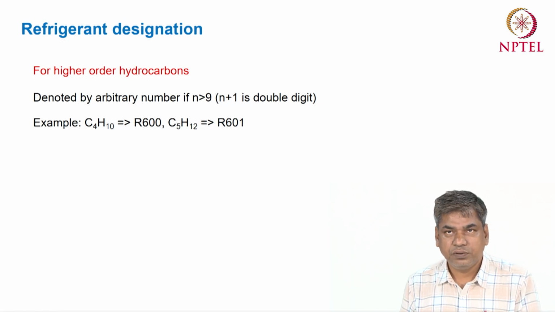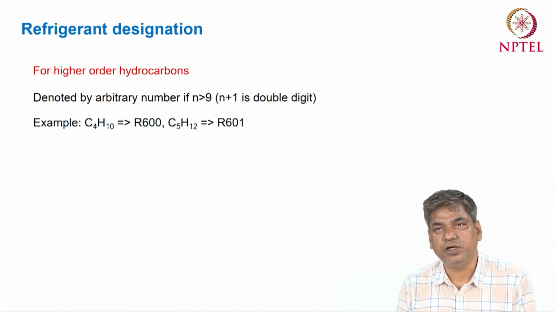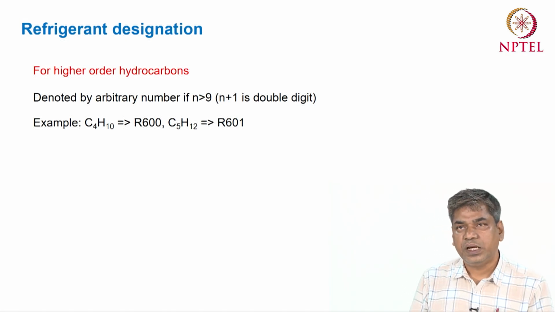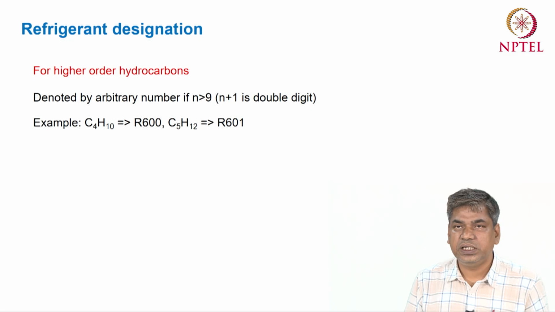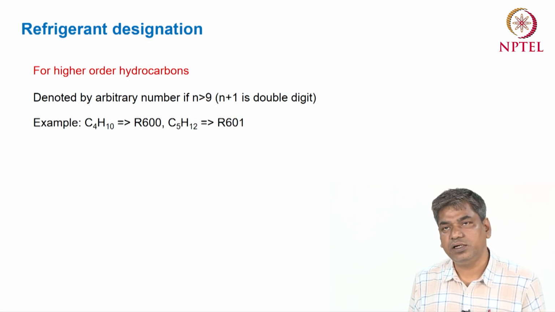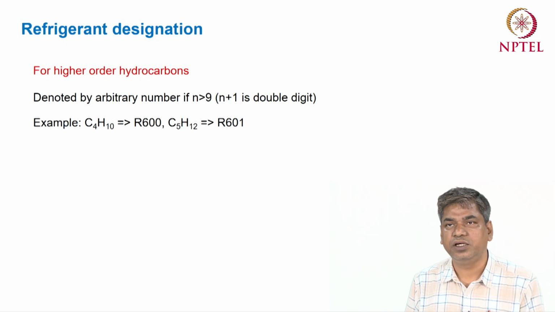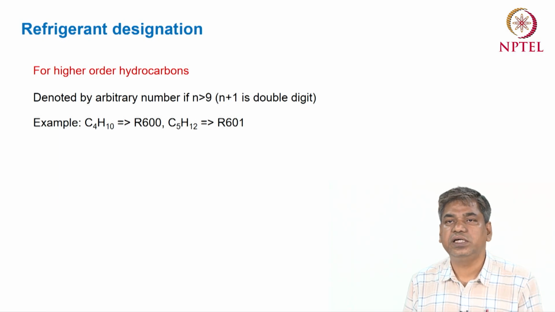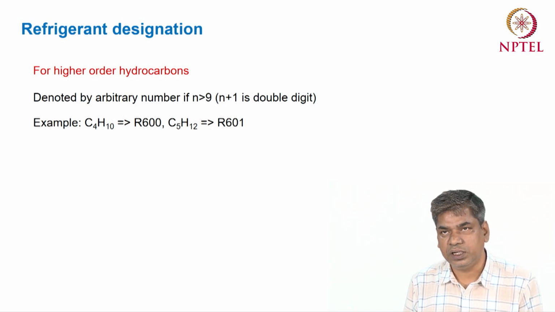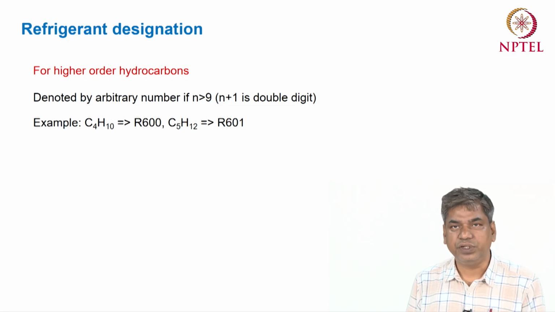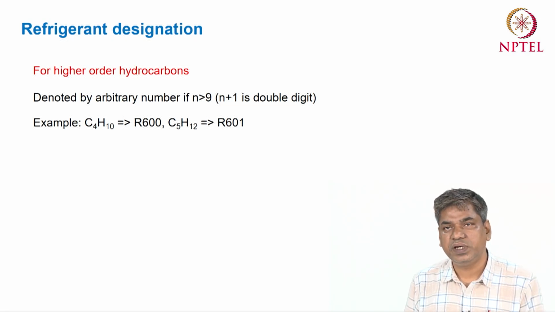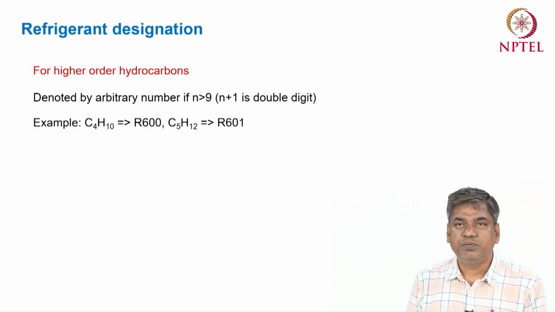Then we will go for the higher hydrocarbons. In some cases, n is equal to 9 or more than 9. For that case, if you write 9 plus 1, that is n plus 1, it will become a double digit. So for this case the conventional nomenclature rule is not applicable. That's why for this type of refrigerant, we can arbitrarily give some number.